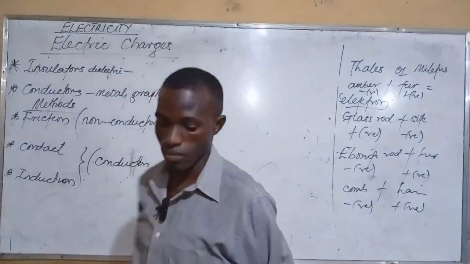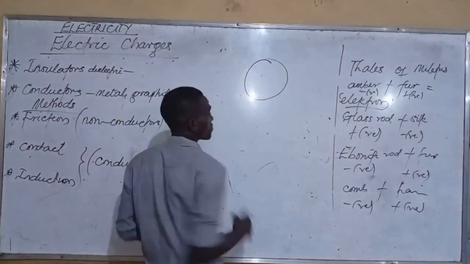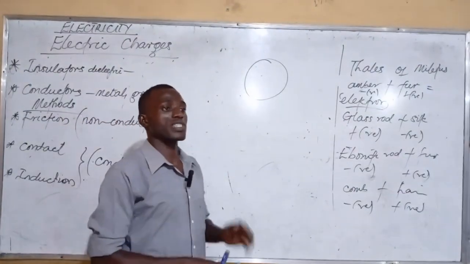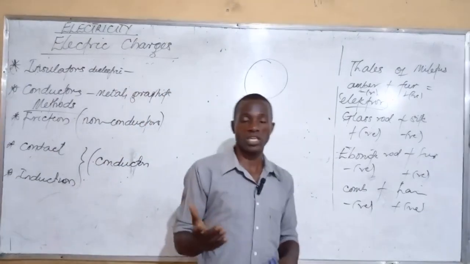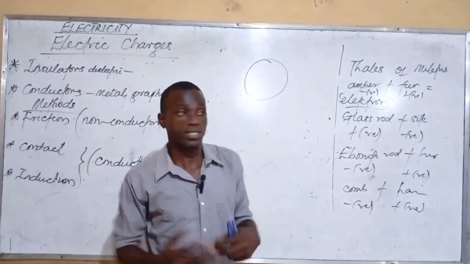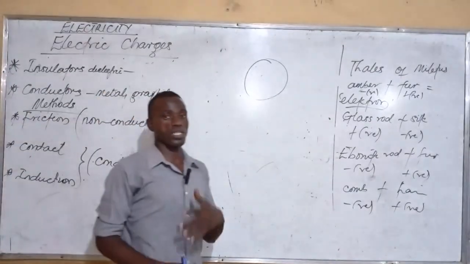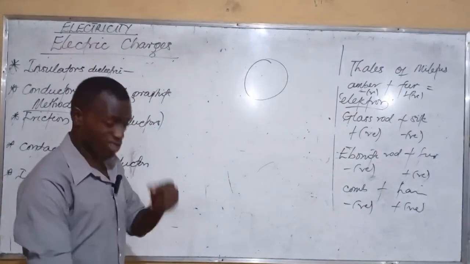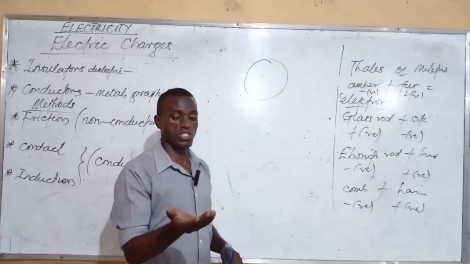Now, how do we charge by contact? If I wanted to charge a sphere, the first thing I must do is place it on an insulator. If I place the sphere I want to charge on my hand, my hand is a conductor. Humans, okay, I didn't add that. Metals, graphite, and the human body, they are all conductors. So if I place this sphere on my hand, it's going to be discharged.